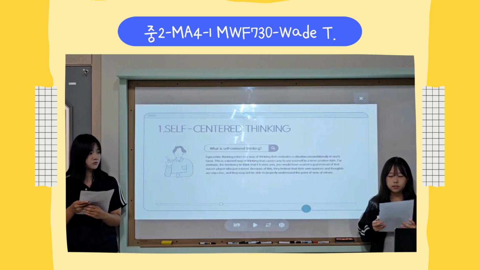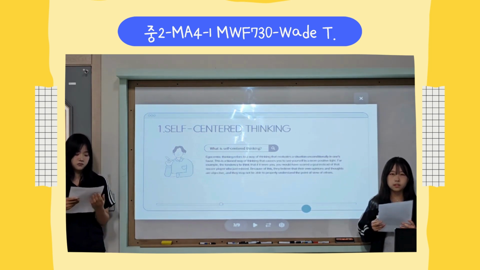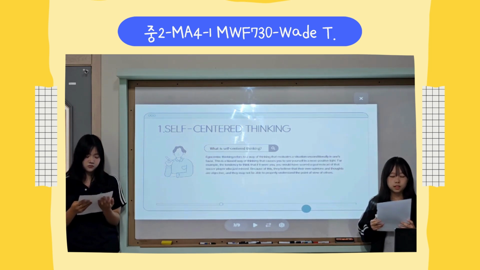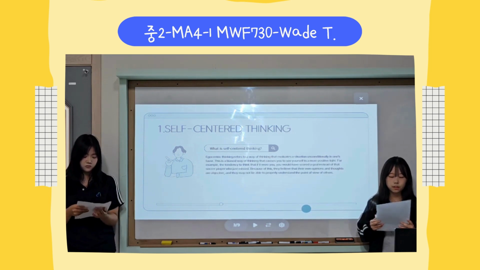For example, the tendency to think that if it were you, you would have scored a goal instead of the soccer player who just missed. Because of this, they believe that their own opinions and thoughts are objective, and they may not be able to properly understand the point of view of others.